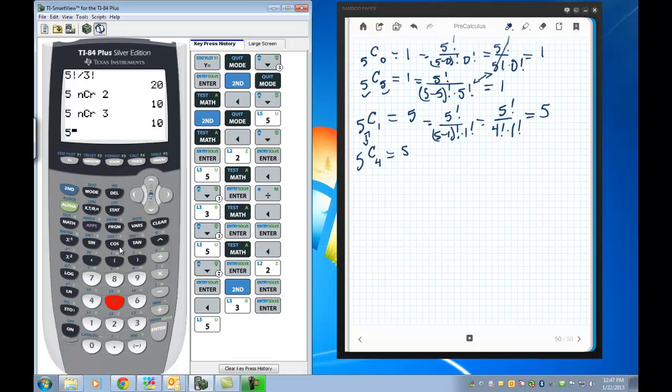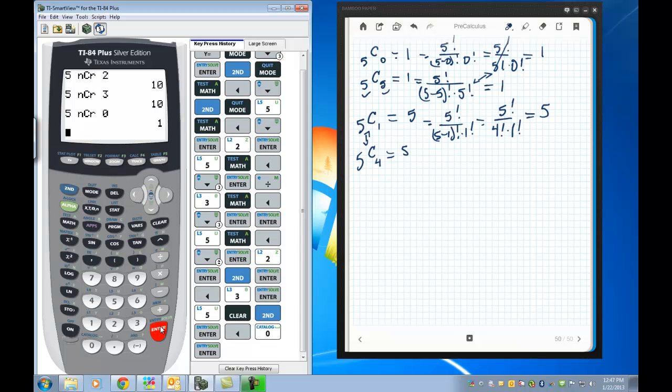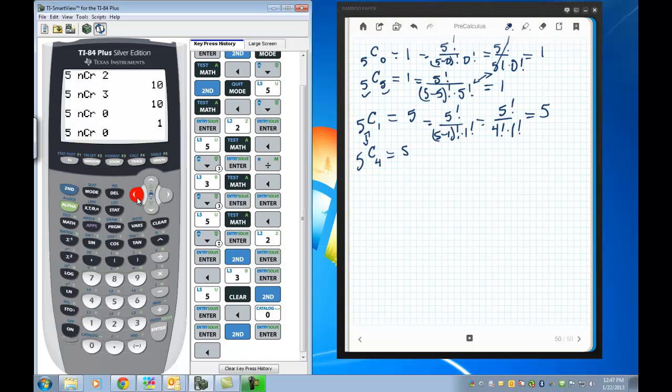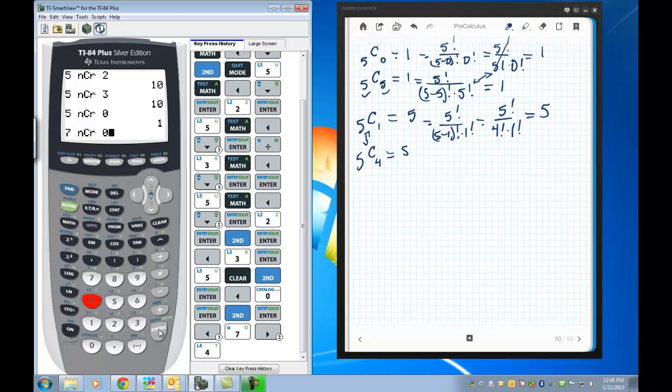How about 5? Whoops, clear. Sorry, let's go second entry. What do we say? 5C0? We said there should only be one way. Booyah. How about 5C4? So I go second entry. See how I'm just editing what I have? Once you have one, I can change everything in it. Like what if I wanted to do, I don't know, 7C4? Well, 7C4, and whoa, look at that. I saw 35. Let's see why that is.